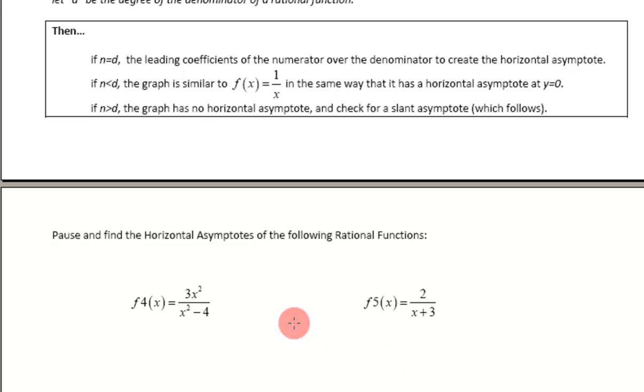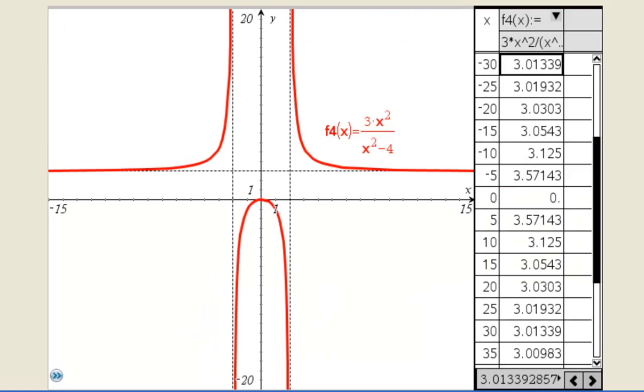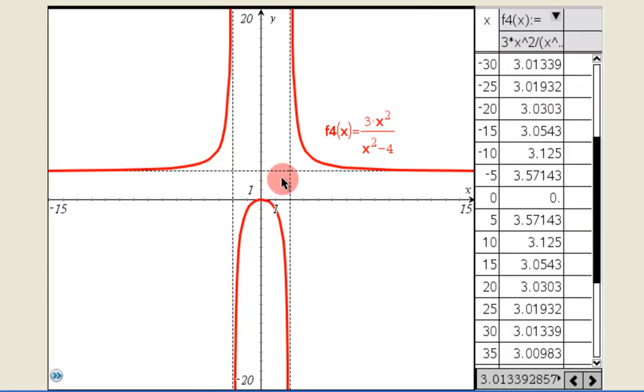Okay, let's find the horizontal asymptotes. F4. The degrees are exactly the same. Second degree, second degree. So we should expect to see a horizontal asymptote at 3 over 1, or 3. We check the graph, we see 1, 2, 3, a horizontal asymptote at y equals 3. We see that as we go to the right infinitely down here, we get closer to 3. As we go to the left infinitely, we get closer to 3.